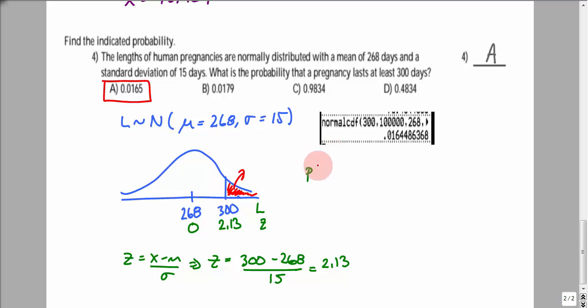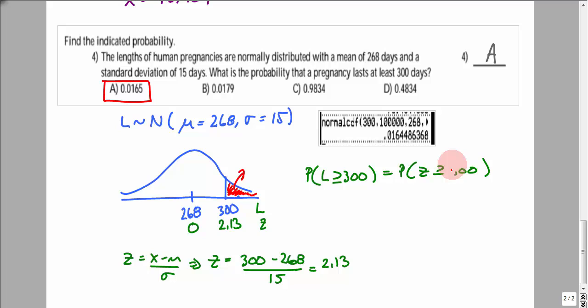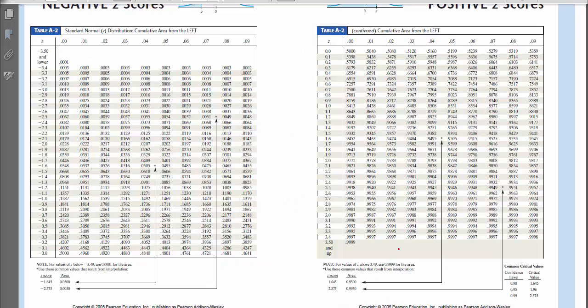So really what I'm looking for here is the probability that the length is greater than or equal to 300. But when I standardize, this changes to z greater than or equal to... Now remember, your tables give us the area to the left. So if I look up, I'm sorry, I have a mistake here. After I standardize it, that's not 300 anymore. That is 2.13.